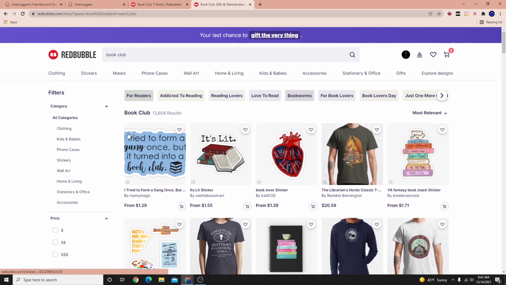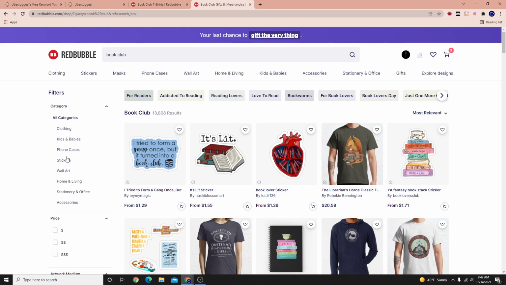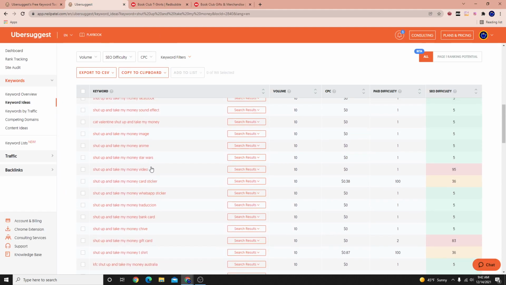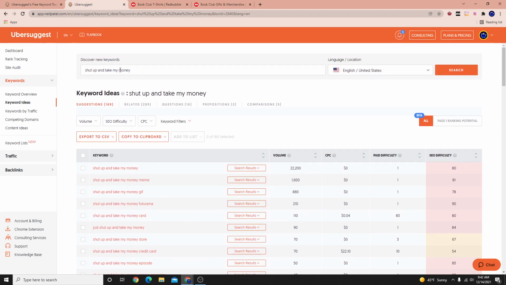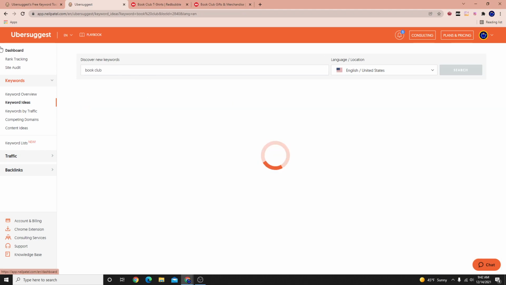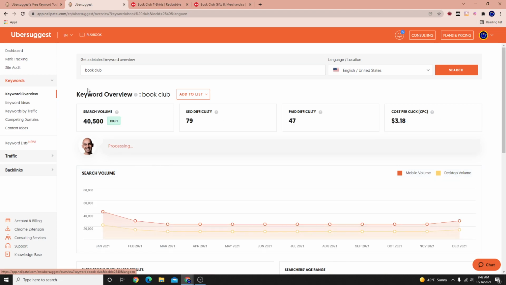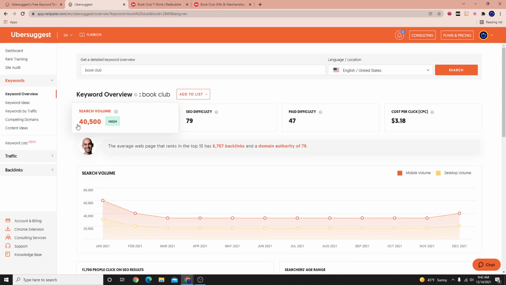The good thing about this is that Redbubble only sells merch. It's not like Amazon, where they sell all kinds of things, so my research is going to be a little bit more precise here. If we go over to Ubersuggest, which is a software for keyword research, I can type in the exact same word, book club. As it loads, I'm going to find out the amount of search volume it generates per month. Let me go to keyword overview for the keyword book club, and it's great. It gets 40,500 searches per month.